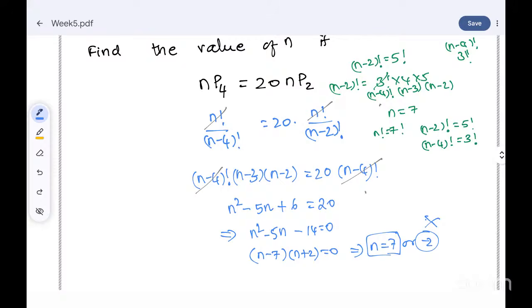I lost the connection, ma'am. Actually, what was the question, ma'am? So the question is: find the value of n given this condition, nP4 is equal to 20 times nP2. Okay, got it. All right.